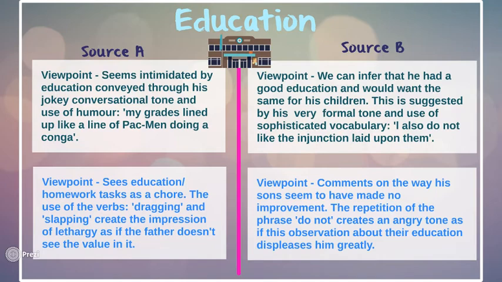On the other hand, Henry's father in source B seems to be almost angry about the fact that his sons have made no improvement, and I picked up on that from the repetition of the phrase "do not." He says, "I do not approve of the system of education, for they do not appear to have improved." So for me that created a bit of an angry tone. He definitely seems to be an advocator of education.